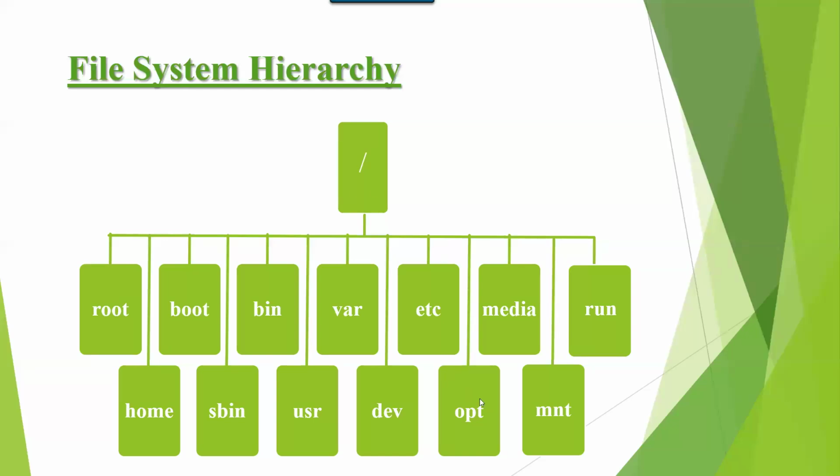Okay. So OPT contains optional applications, applications which we install manually. They are not compulsory to install, but if we want, we install them manually. Like if you want to install some software. So if you downloaded the software and if you install the software, that software is going to be stored under OPT. Media contains external devices information up to version 6.